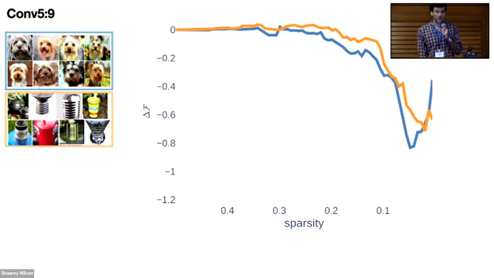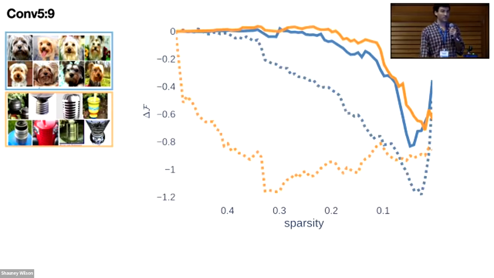So you can see we can meet our targets pretty well and we can get pretty sparse. But the pivotal question here is, if I extract a subnetwork for terriers, how does it respond to metal lines? That's shown here in the dotted lines. So if I extract a terrier subnetwork, its responses to metal lines is going to degrade much quicker than its responses to terriers.